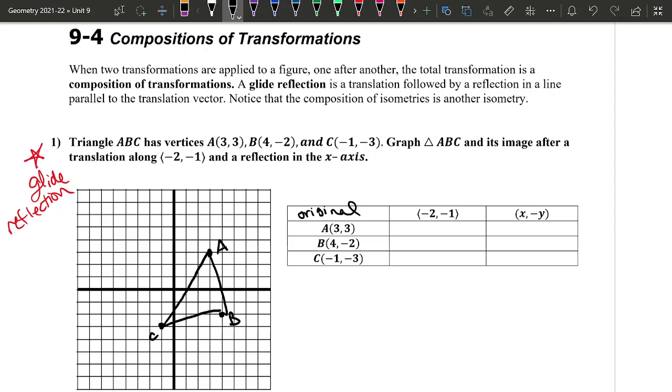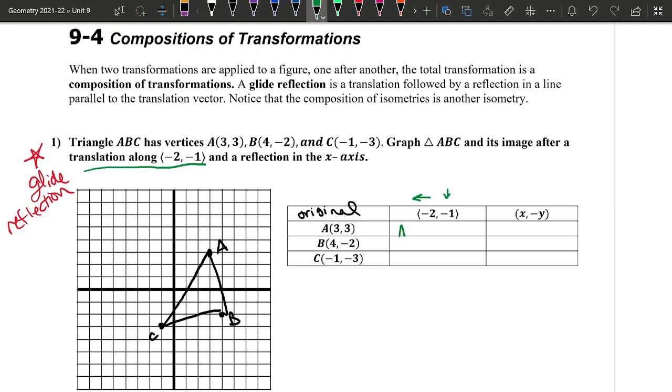And then you perform the transformations the way they're listed in the problem. So this says graph triangle ABC and its image after a translation along the vector negative 2, negative 1. So the first transformation is a translation along the vector negative 2, negative 1. And as you know, that means it's going to go to the left 2 units and down 1 unit. And you just apply that to every x, y point.